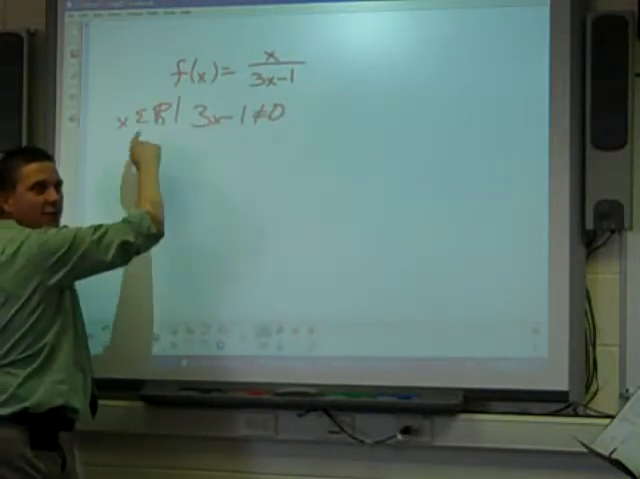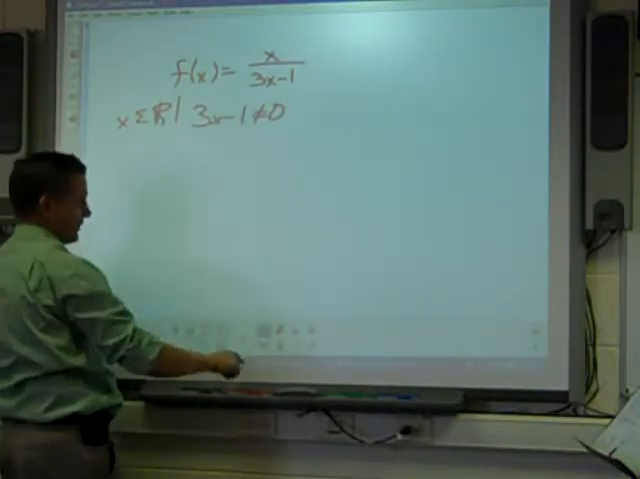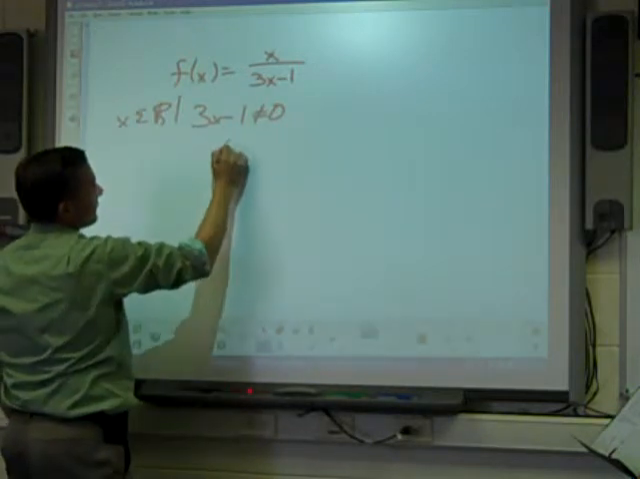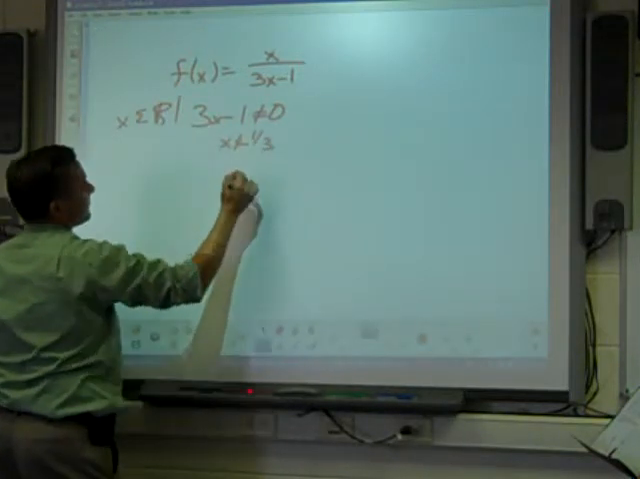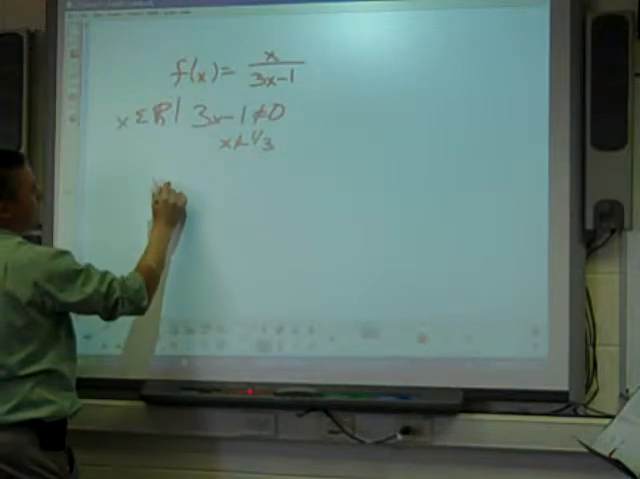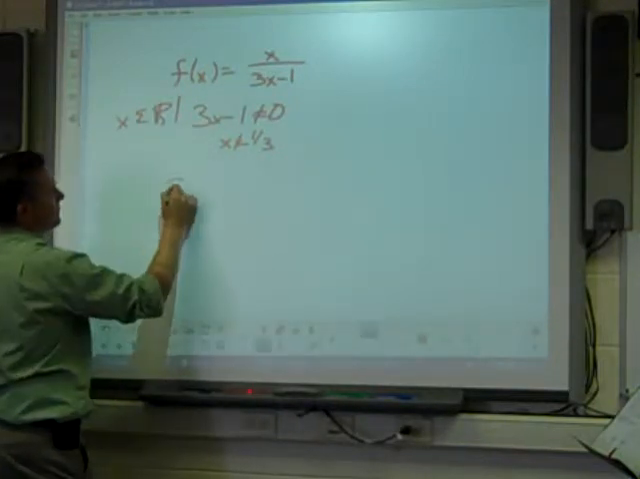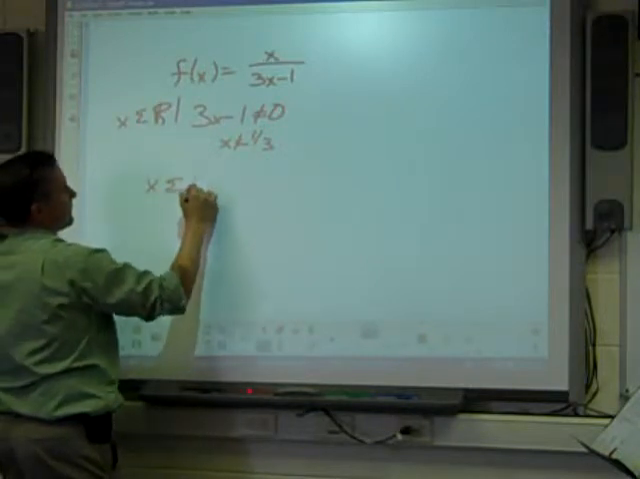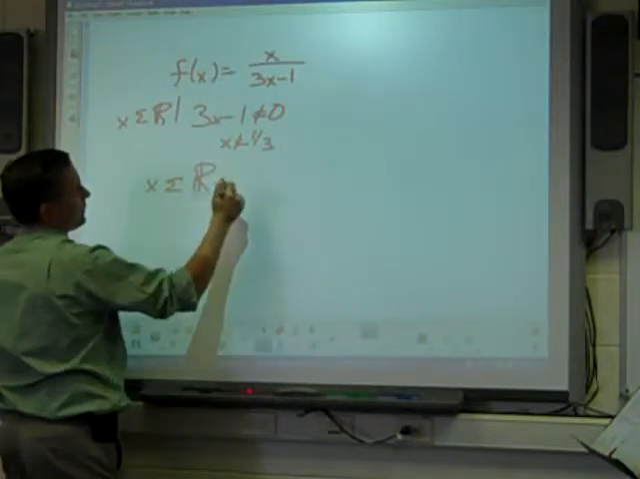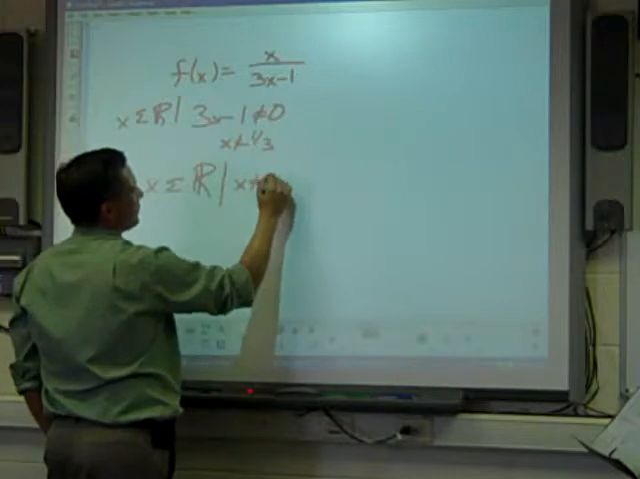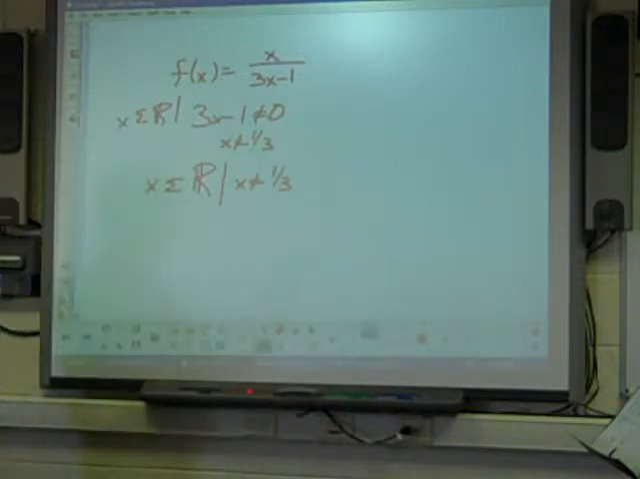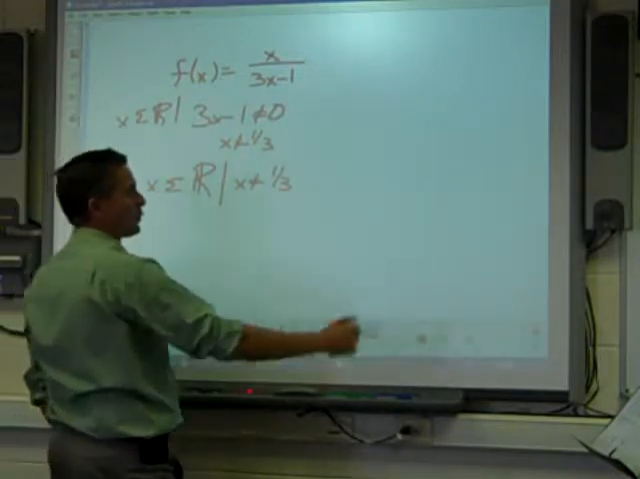Now, I'm not going to let you get away with this notation. You've got to solve this. Bring the 1 over, divide by 3, so x can't equal a third. So the domain of this problem is x is an element of reals, x cannot equal 1/3. The range is much more complicated, but now we have the domain.